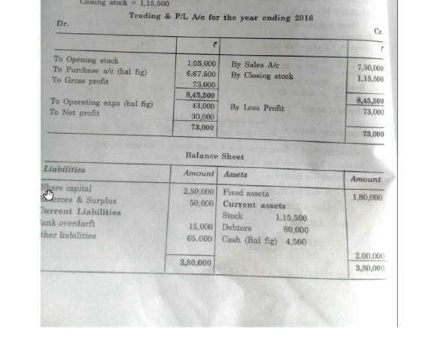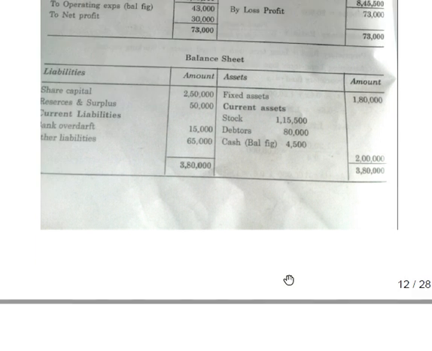Moving on to your balance sheet, we have share capital 2,50,000, reserves and surplus 50,000, bank overdraft 15,000, other liability 65,000. Fixed assets we have 1,80,000. Now if you see current asset total, they have given it to be 2 lakhs, which we found out. And that stock and debtors we found out to be 1,15,500 and debtors as 80,000. The balancing figure will always be considered as cash, which is 4,500. So the total of the balance sheet tallies.